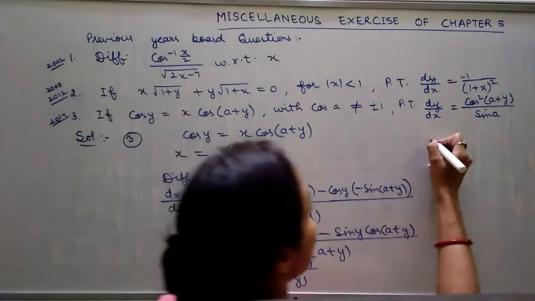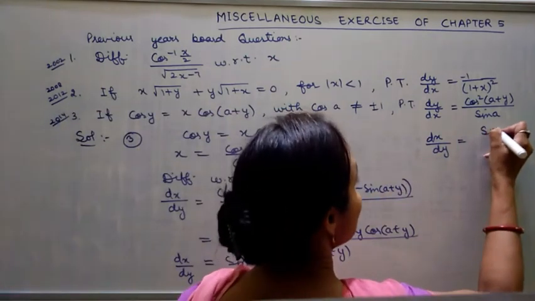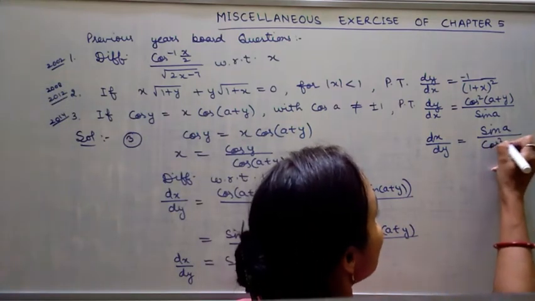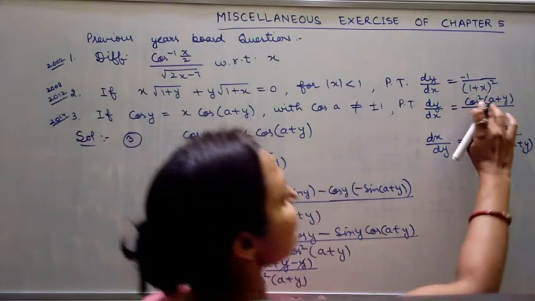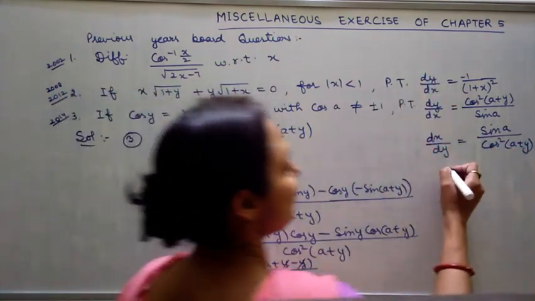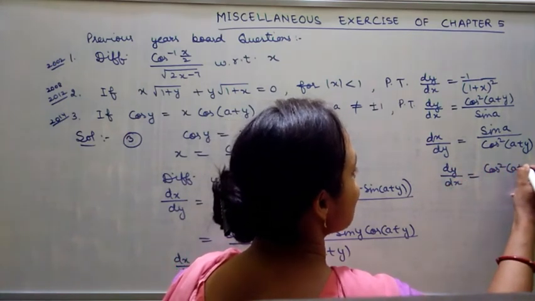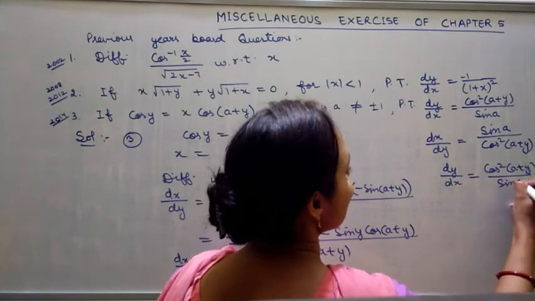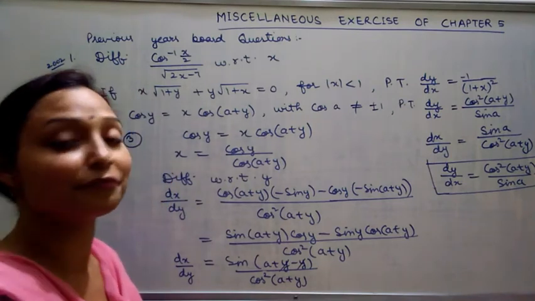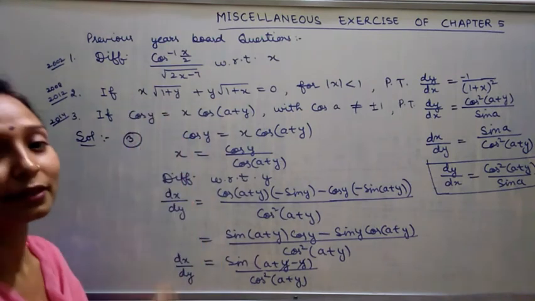We have dx upon dy is equal to sin a, there is only one value a, upon cos square (a + y). But the question demands the numerator should have cos square (a + y). Take the inverse. When you take the inverse, dy upon dx is equal to cos square (a + y) upon sin a. So this is the very easy method to reach the required result by taking the differentiation with respect to y. Okay, so these are the very important questions for second and third.